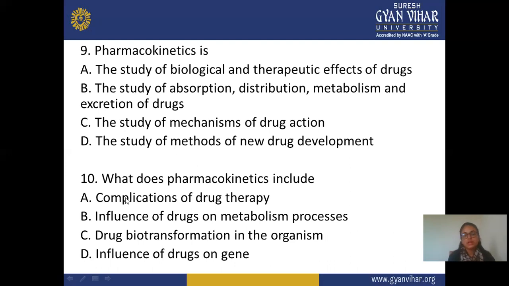And the last, tenth question is: what does pharmacokinetics include? A option is complication of drug therapy. B is the influence of a drug on metabolic processes. C is drug biotransformation in the organism, and D is the influence of a drug on genes. So these are the four options for this tenth question. It means which parameter pharmacokinetics includes. You can select any correct option for this question.